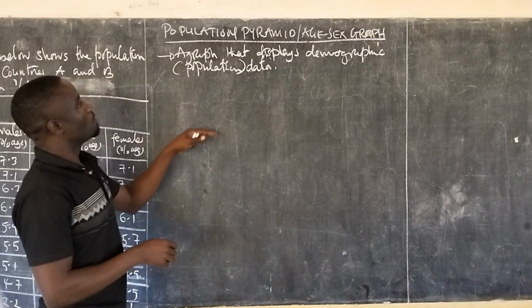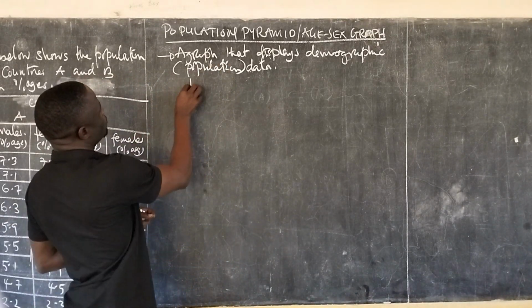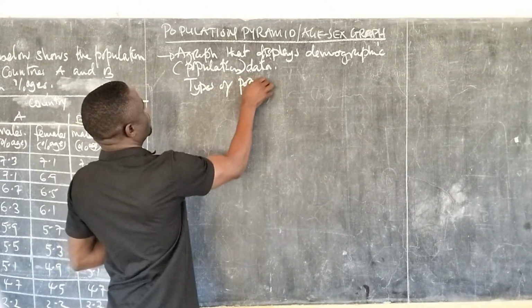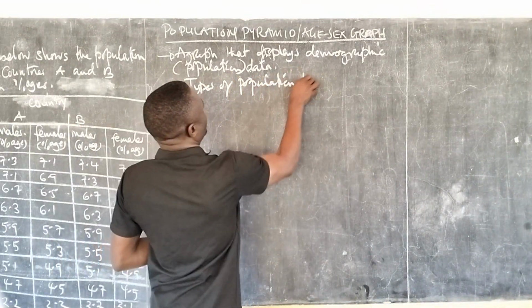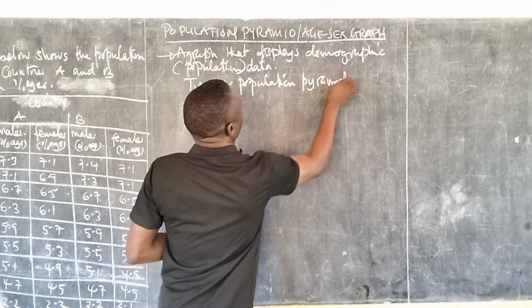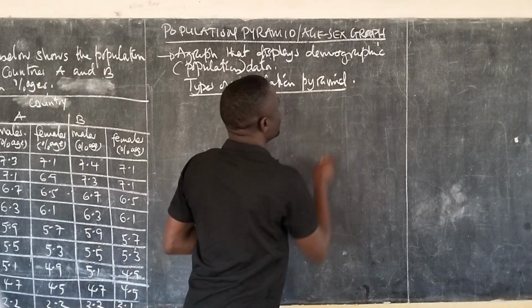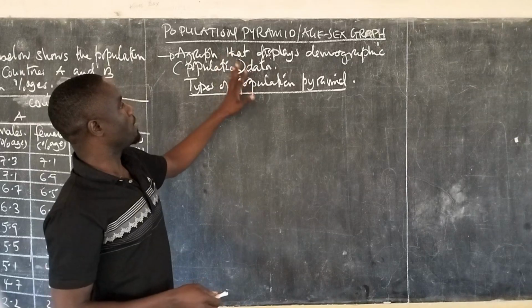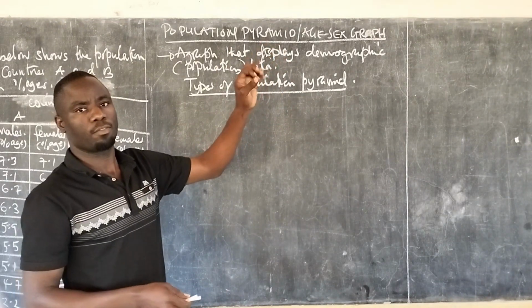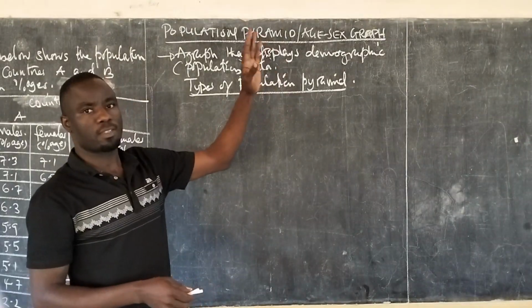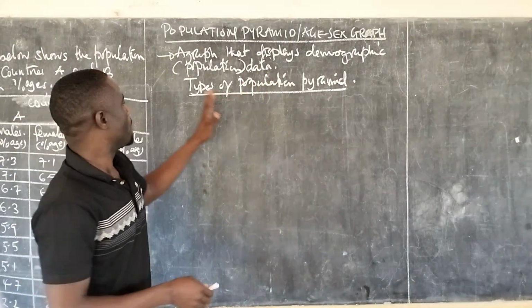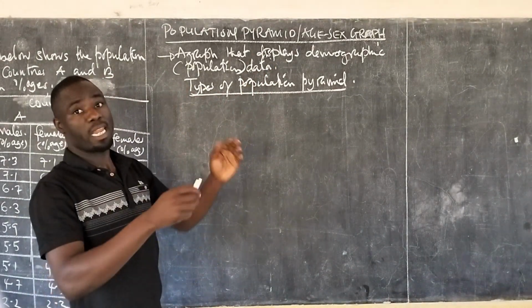We have two types of these graphs. Types of population pyramid. These types are not by shape. By shape, that one is different. We have constrictive, progressive, regressive, and stationary. But these ones are types based on the nature of data given.